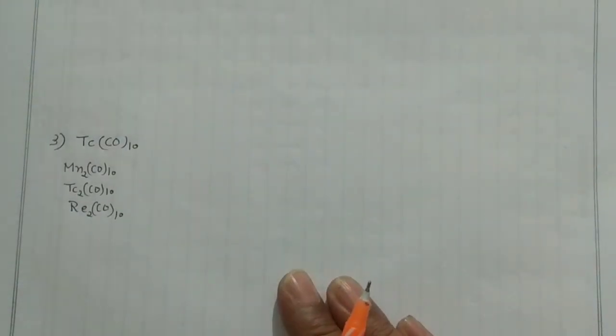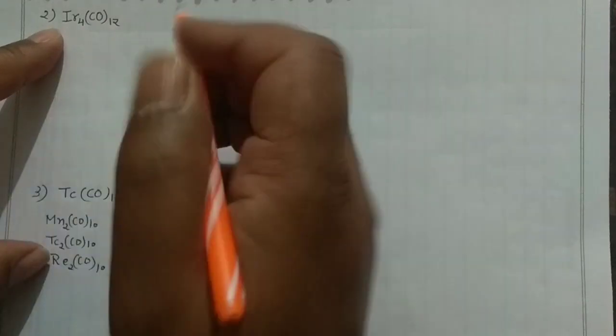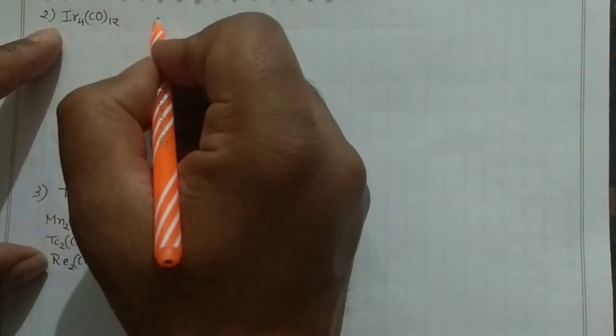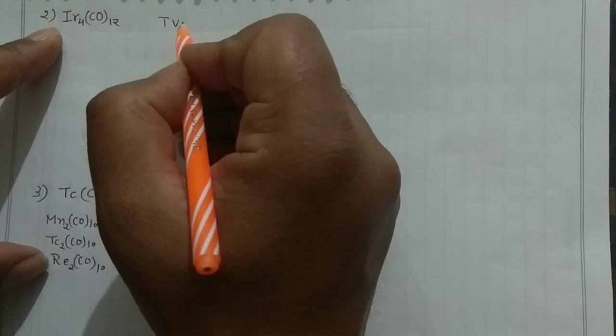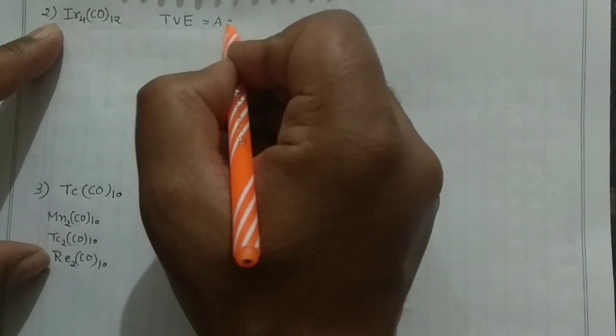Okay, and then guys, you see, I have my next compound, this particular one. And you want to determine the structure of this one. So how can I go for this? First of all, I will determine the total number of valence electrons, and I am writing this as TVE, and this TVE is actually A.